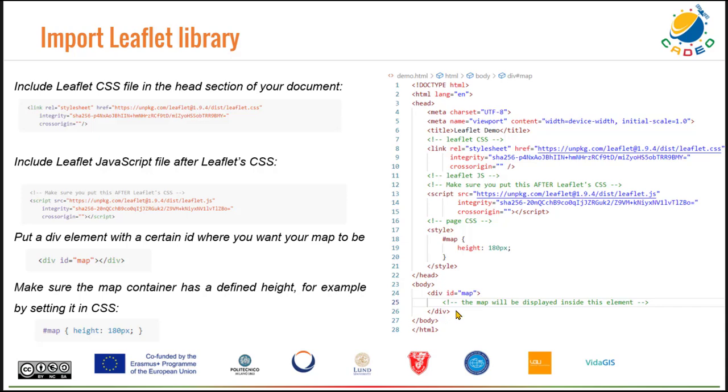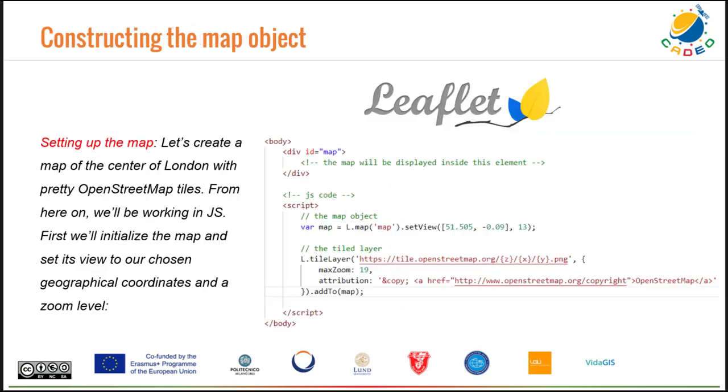Now we put a div element with a certain ID where you want your map to be. Make sure the map container has a defined height, for example, by setting it in CSS. Constructing the map object. Let's create a map of the center of London with pretty OpenStreetMap tiles.